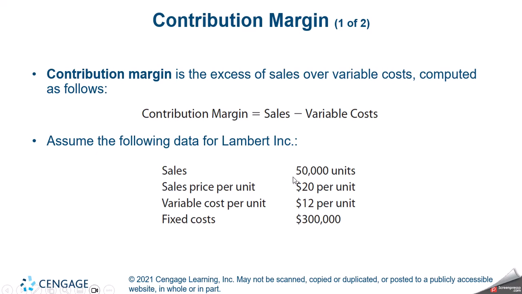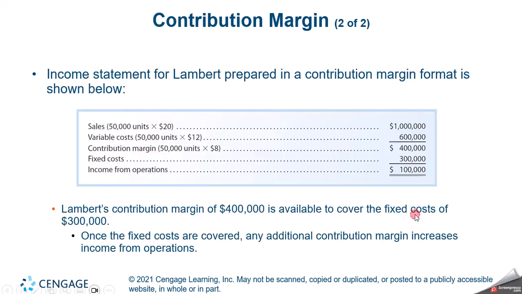So here they give us some data. If we have 50,000 units at a selling price of $20 per unit with variable costs of $12 per unit, and then we have fixed costs, like our salaries and our depreciation and our rent, all that goes into our fixed costs. Then in a contribution margin income statement format, it would be our sales of 50,000 units times our selling price of $20, for $1 million. Our variable costs, the 50,000 units times the $12 per unit, is 600,000. Subtracting those, we have a $400,000 contribution margin less our fixed expenses. We have a profit, or income from operations, of $100,000.